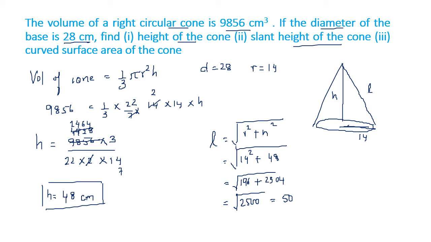Now the curved surface area, CSA, is equal to pi r L. So 22 upon 7 into 14 into 50. 7 1s are 7, 2 5s are 10, 2 50s are 100. So 2200 centimeter square is the curved surface area of the cone. We don't have to find the total surface area, otherwise you could even do that by adding pi r square.